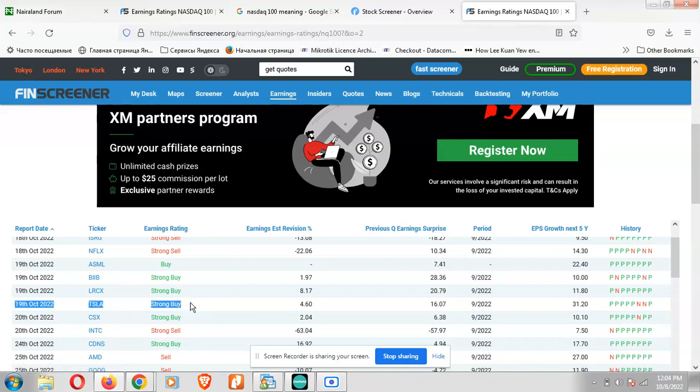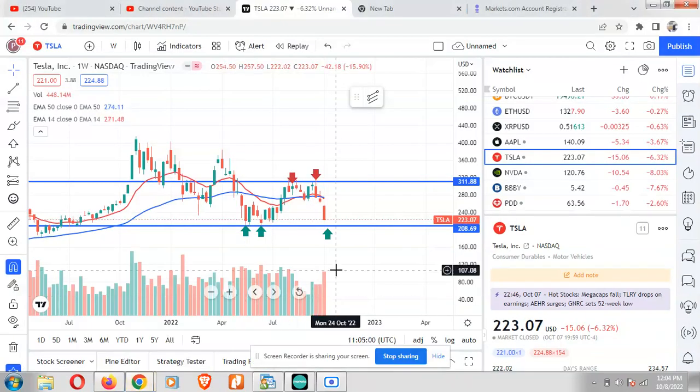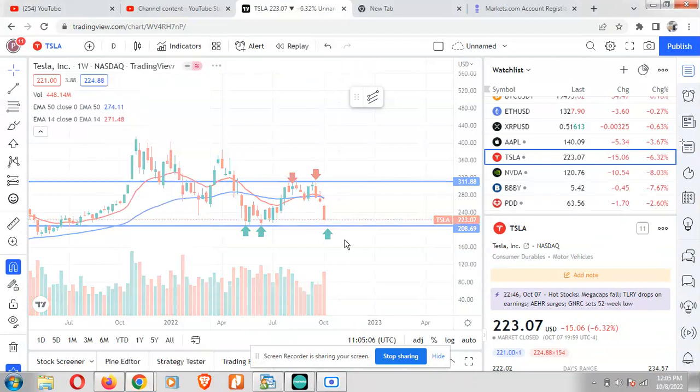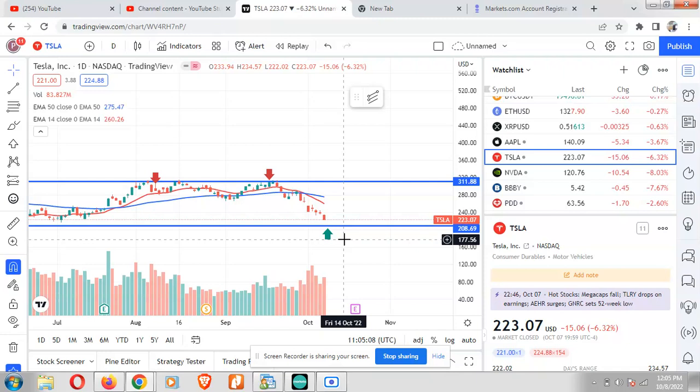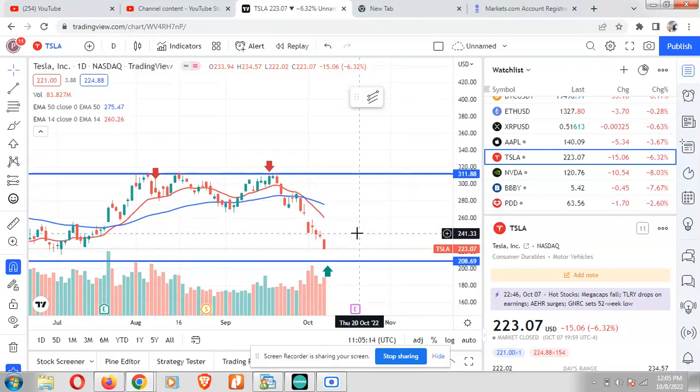Tesla is going to have a strong buy based on what? Earnings rating. So we are doing analysis of Tesla today, being the 8th of October. Now let's go to the daily time frame. I look at this larger time frame for a better, clearer view of what the market movement is all about. Remember, it's all about sentiment.